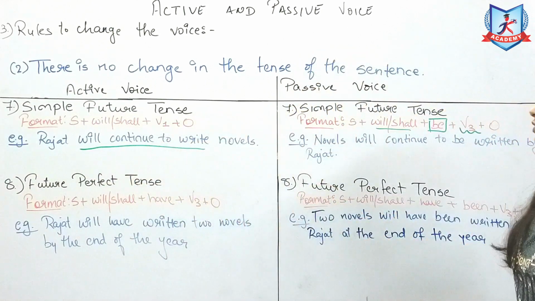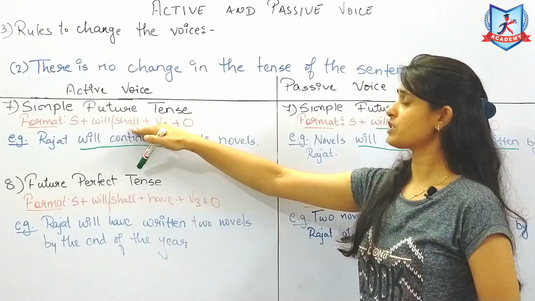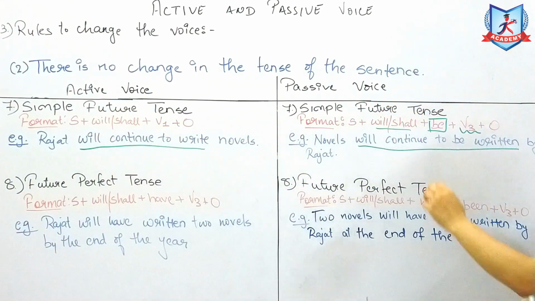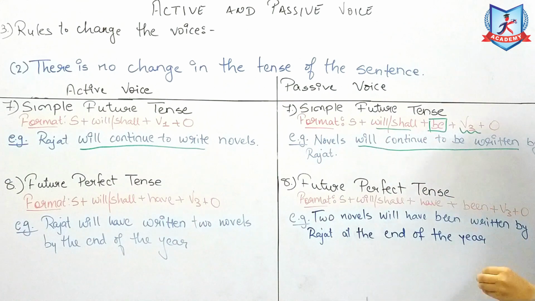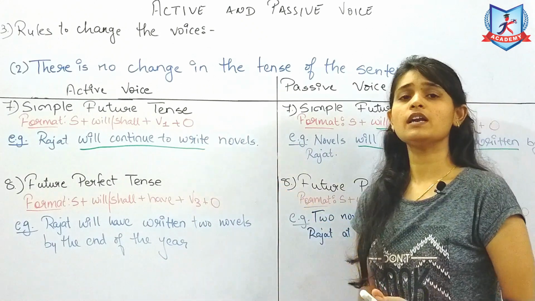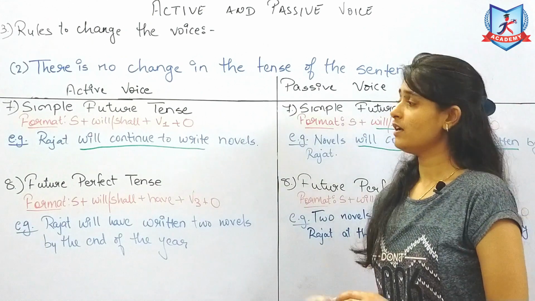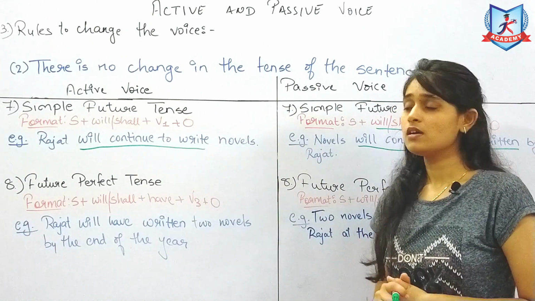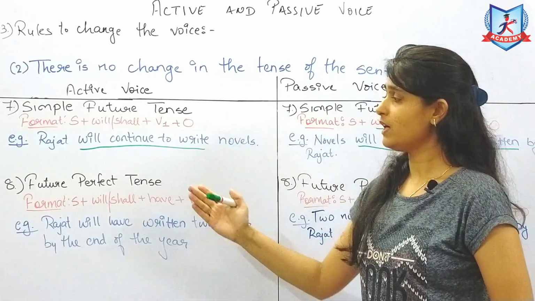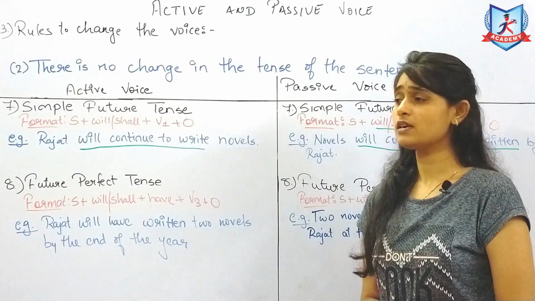Will continue to write का हो जाएगा will continue to be written by Rajat. Rajat is the doer. ये बात हुई simple future tense. Will और shall plus V1 होता है, उसकी जगह हम लिखते हैं will और shall plus be plus V3 plus object. Now future continuous tense जो होता है, for that again we don't have a passive form, right? It can only be written in active voice, so we are not going to discuss that, but we are going to skip to the future perfect tense, the last tense which we are going to discuss.